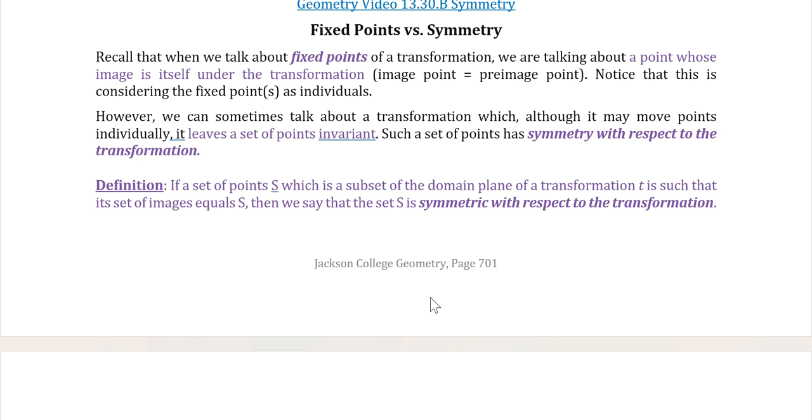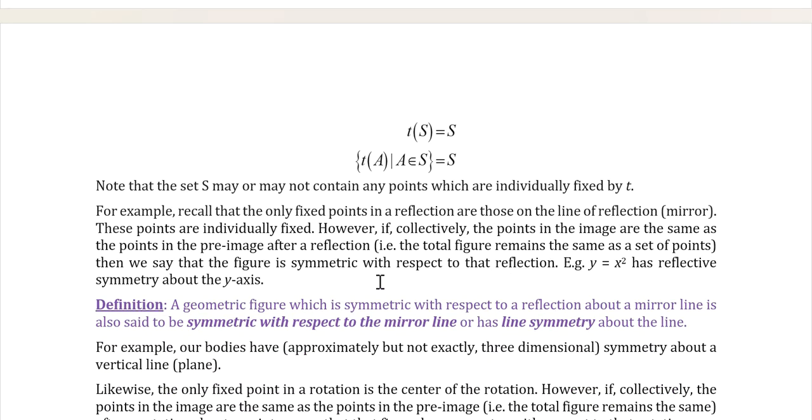So it may be that you take an object, you reflect it, individual points are moved around, but in the end, all of the points collectively are the same set. So here's a definition. If a set of points S, which is a subset of the domain plane of the transformation T, is such that its set of images equals S, then we say that S is symmetric with respect to that transformation. One way to say that symbolically is T of the set S is the set S.